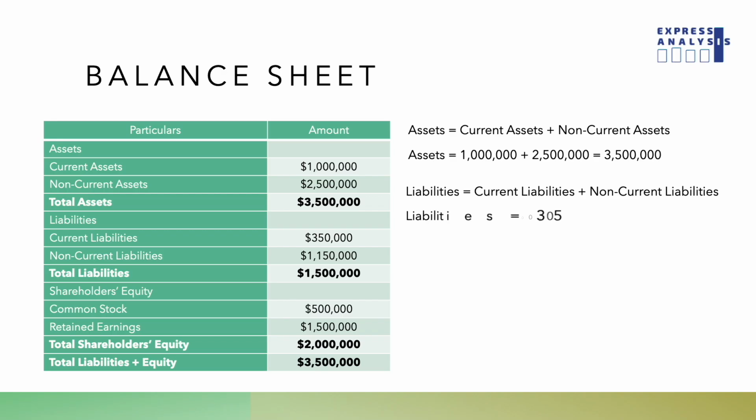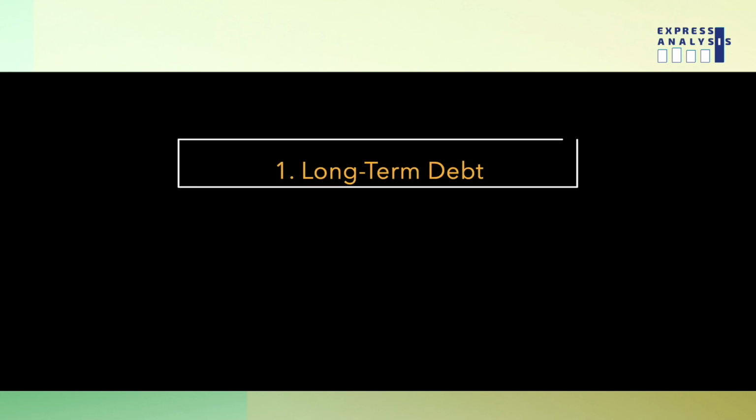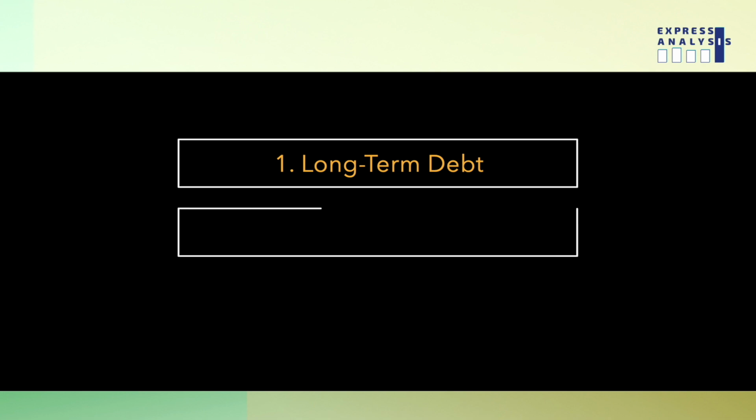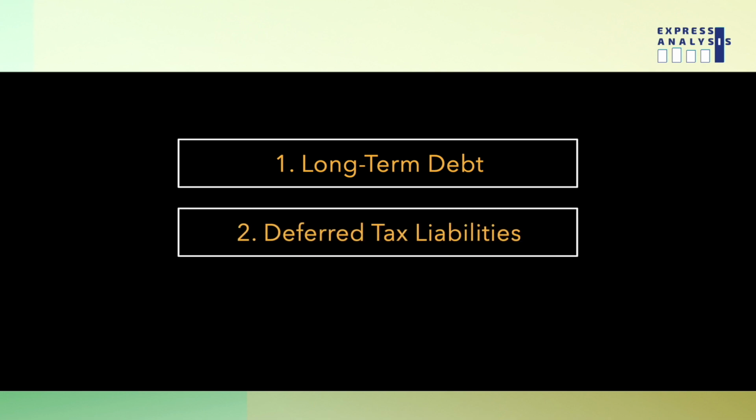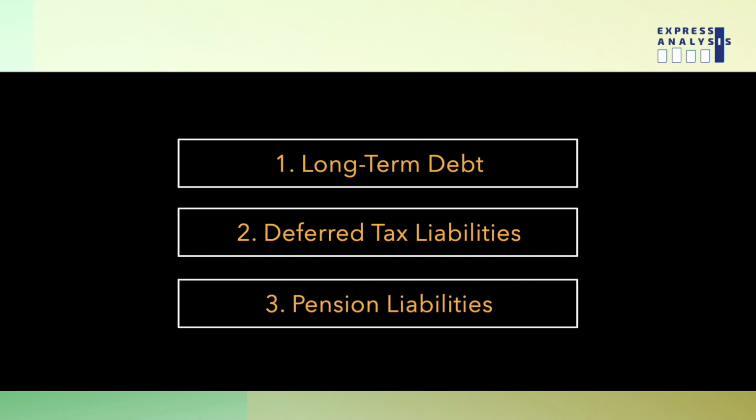Non-current liabilities are long-term obligations that are due after 1 year. Examples include long-term debt, loans or bonds that will be repaid over several years. Deferred tax liabilities, taxes that have been accrued but will not be paid until future periods. Pension liabilities, obligations related to employee retirement benefits.